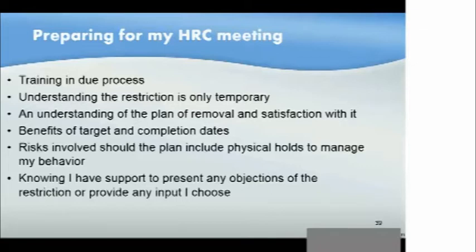Knowing that they have support to present any objection they choose to the restriction or provide any input that they choose at that meeting. Empowering people with education, giving them the confidence to want to attend the meeting. The restriction is about them, so we want them to be there to talk about their restriction.